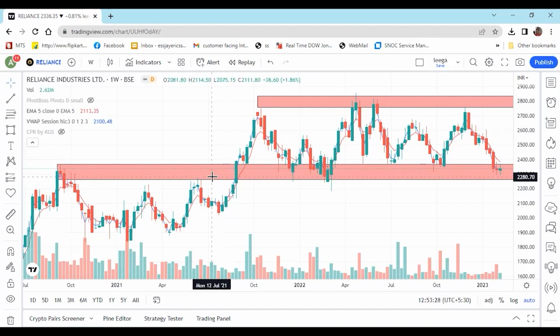I have marked the support area. This area is a support zone: 2364 to 2265 are support zones in the weekly time frame. I am saying that this is a place where you need to look for price action. If you are getting a positive price action in the daily time frame, this is the weekly range I marked. In this range, if you get a positive price action, you can go for a long trade.